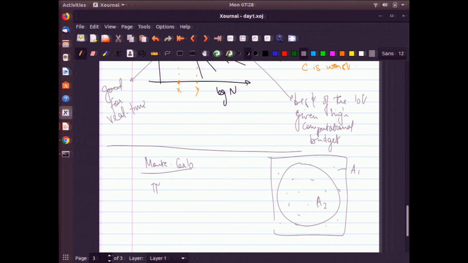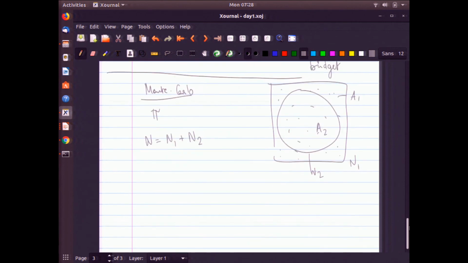So if the number of dots inside this big square, let it be n1. And then this is n2, n equals n1 plus n2, right? Then you know the ratio A1 over A2, so you know how many, proportional to the area of the circle, you expect here, right? So you expect that n1 divided by A1 should be equal to n2 divided by A2, right? That is what you'd expect.